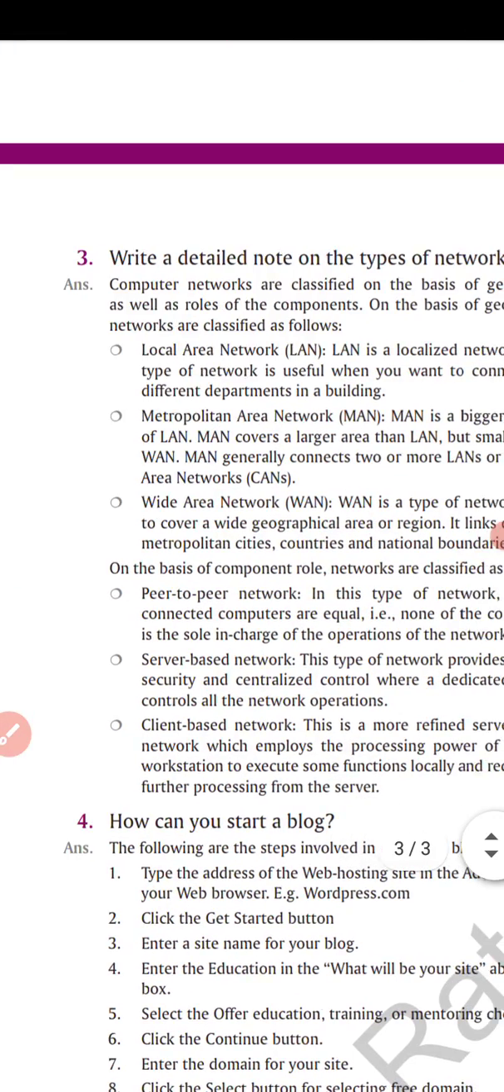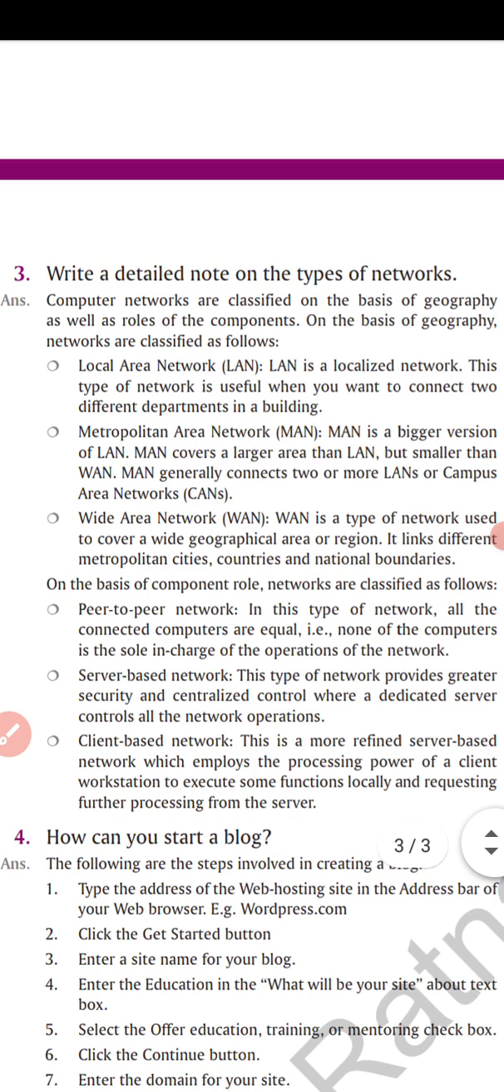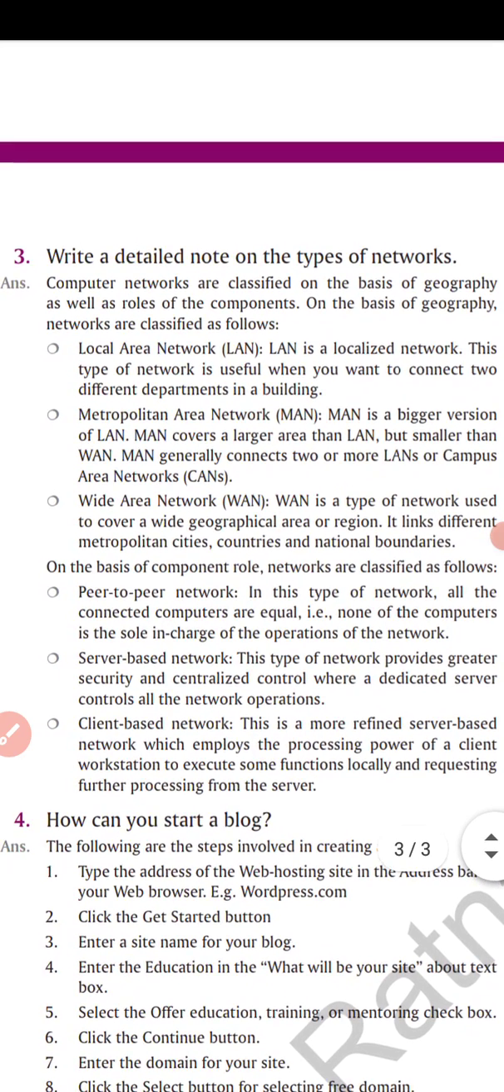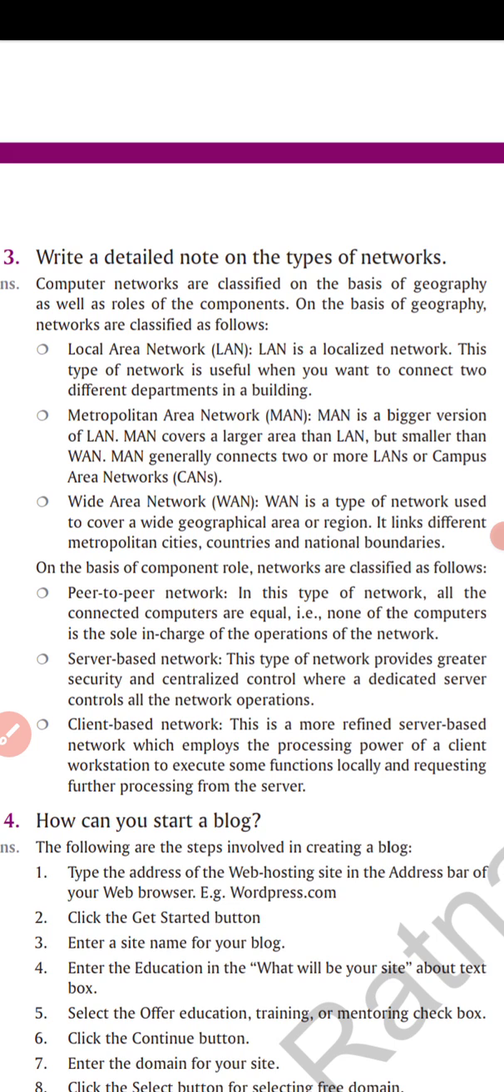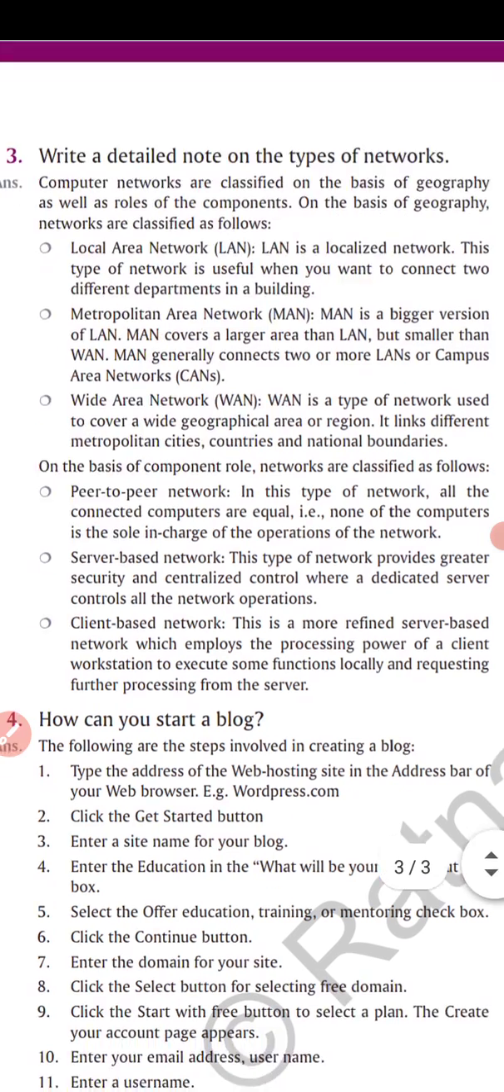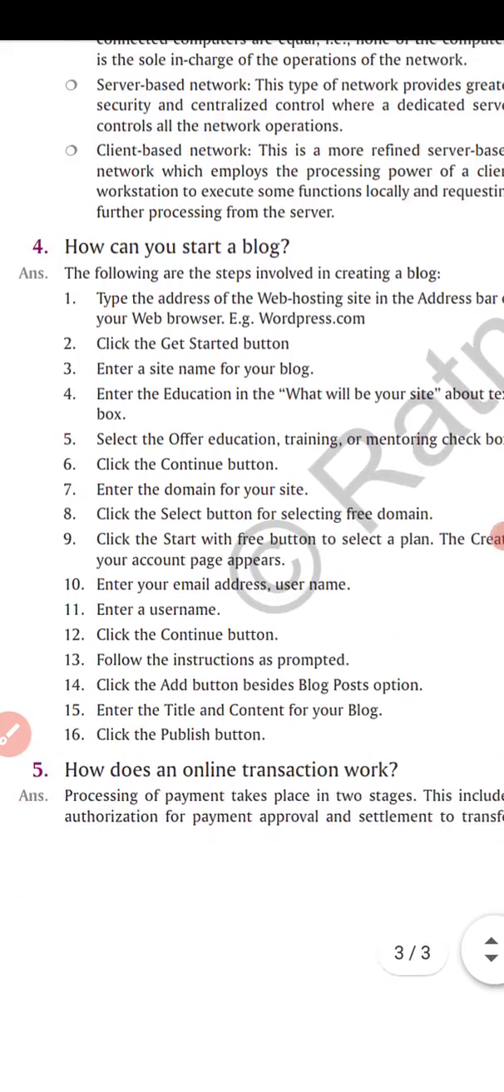Okay dear students, now we come to the third question: write a detailed note on the types of network. You know well that the types of network are LAN, MAN, and WAN. A Local Area Network is a localized network. MAN is a Metropolitan Area Network, a bigger version of a LAN. WAN is a type of network covering a wide geographical area or region, such as metropolitan cities, countries, or national boundaries. Now, on the basis of component roles, networks are classified as peer-to-peer networks and server-based or client-based networks. You have seen these answers above in the questions.